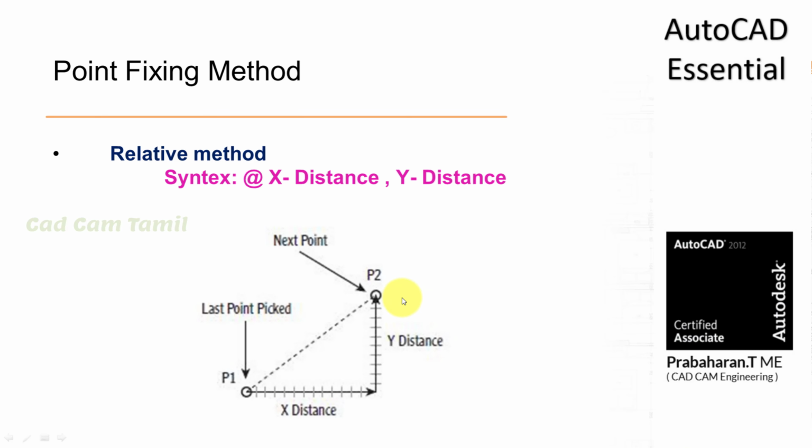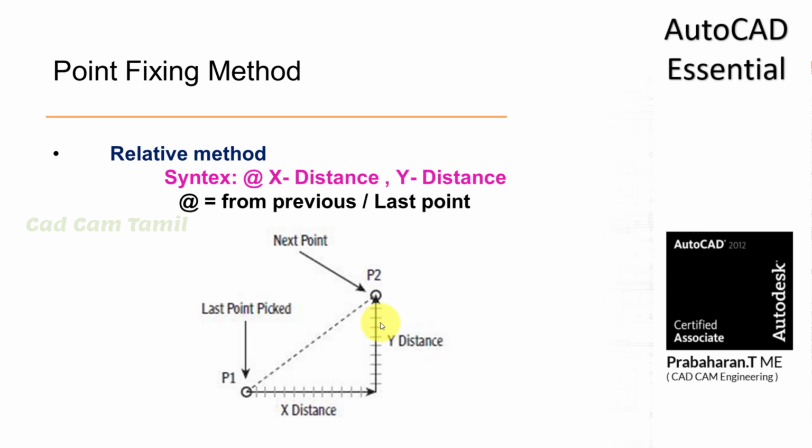Now this picture will give a clear idea about the relative method. We are going to fix point number 2. Already we have point number 1, so the new point is point 2. What is the distance of point 2 from point 1? From P1 to P2, what is the x distance, what is the y distance? If you specify that, you will get the new point. This is called the relative method. The "@" means from the previous point. That means we take the reference from the last given point, or previously given points.